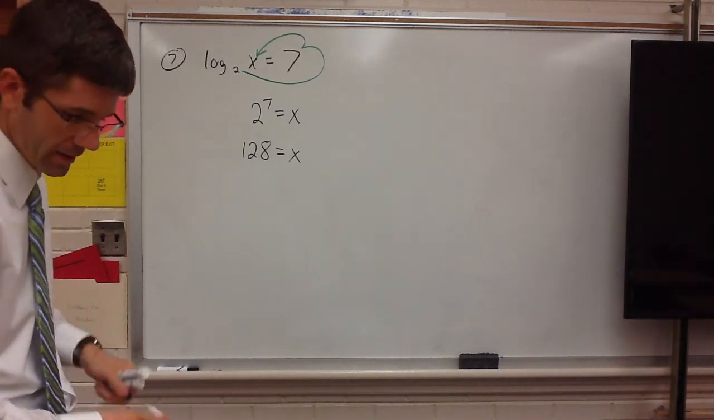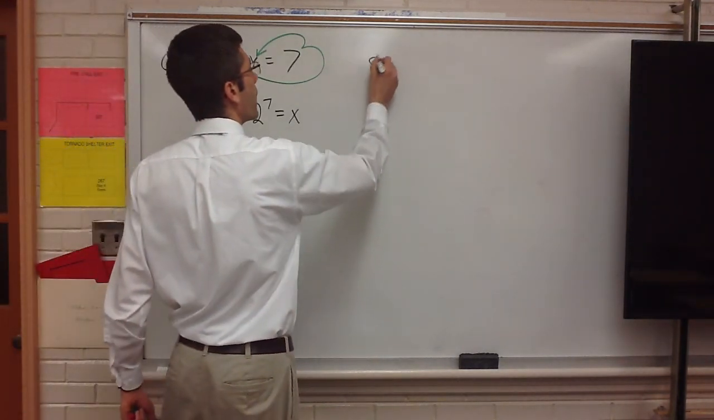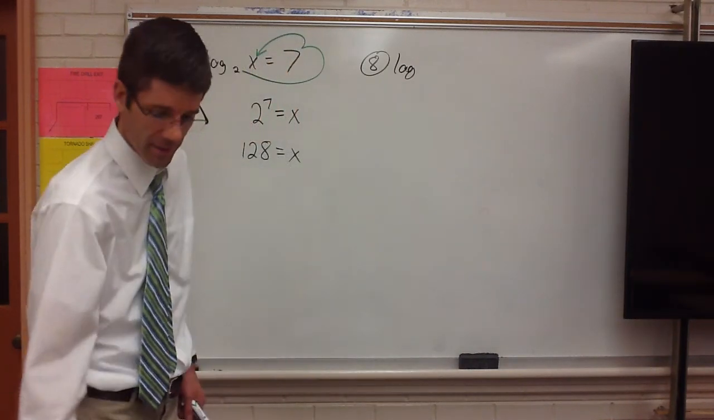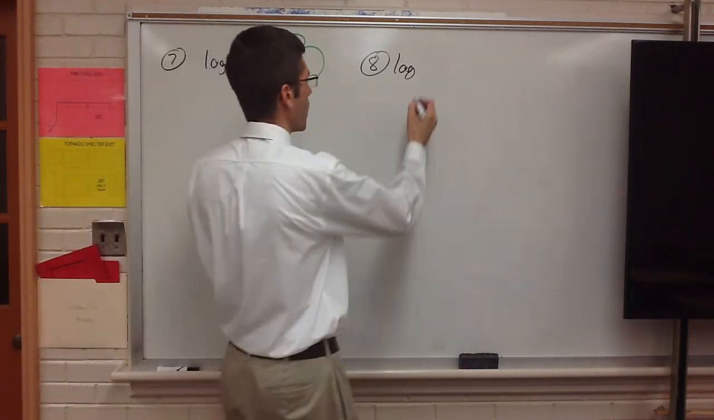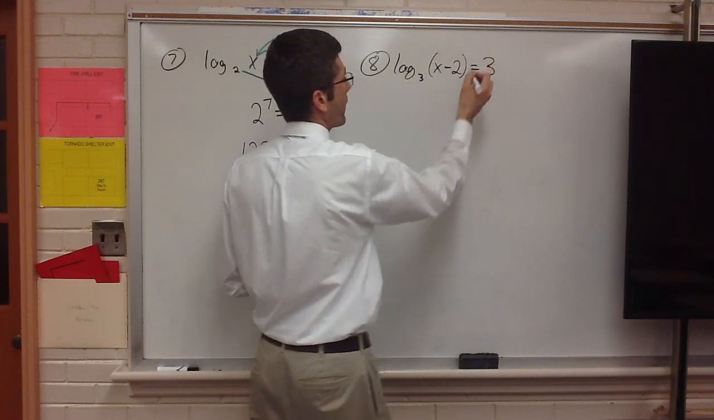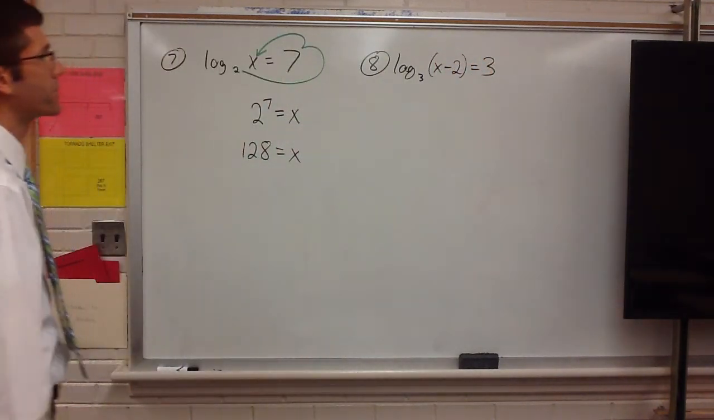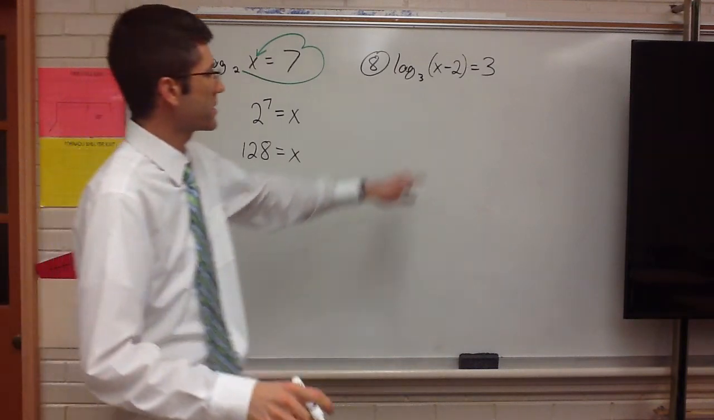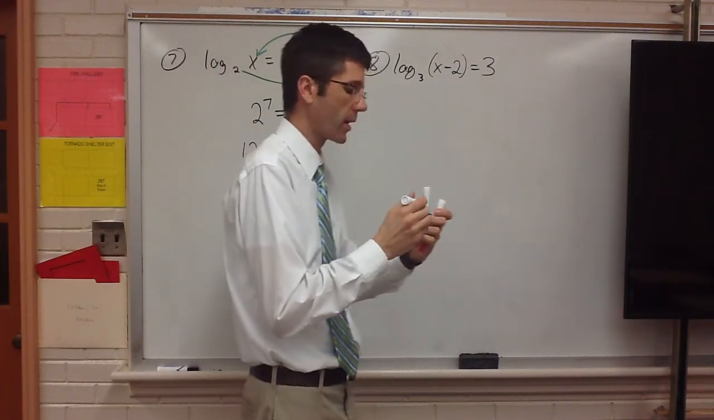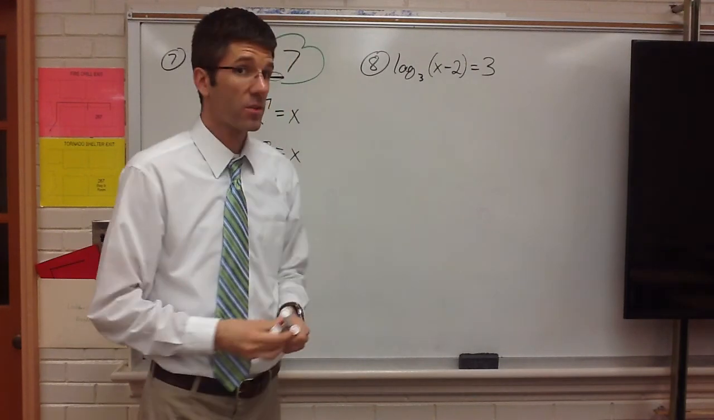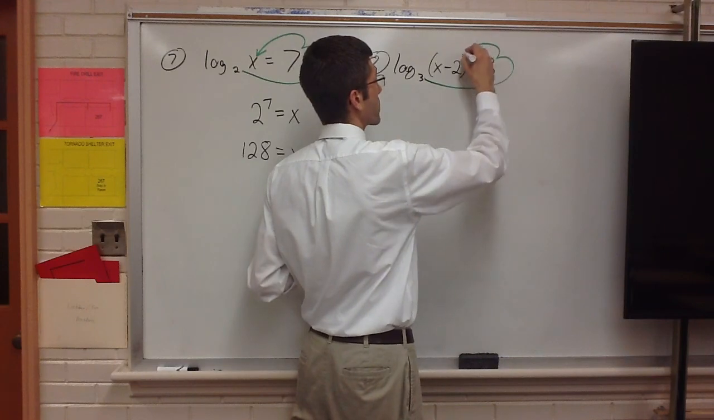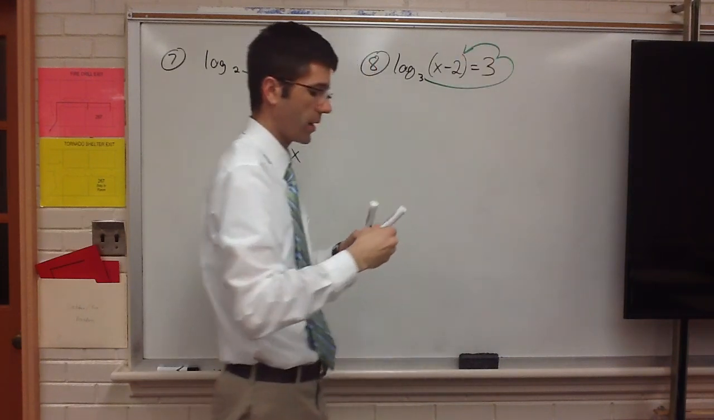Okay. Number 8. Log. Oh, I spelled lag. Apparently I couldn't spell a 3-letter word like log. Log base 3 of (x minus 2) equals 3. Okay, so what are we going to do? Well, don't let the fact that this is a binomial throw you off. It's all in parentheses. It's all being logged right now. And so it starts in logarithmic form, and what we need to do is convert it into exponential form. 3 to the 3rd equals that right there. And we'll just go ahead and write that out.